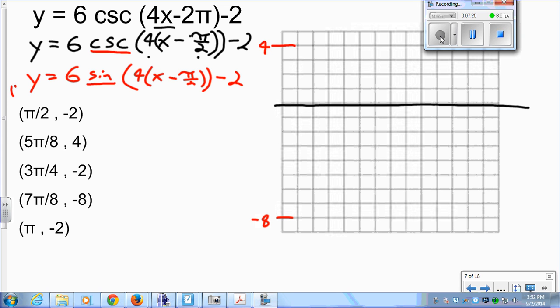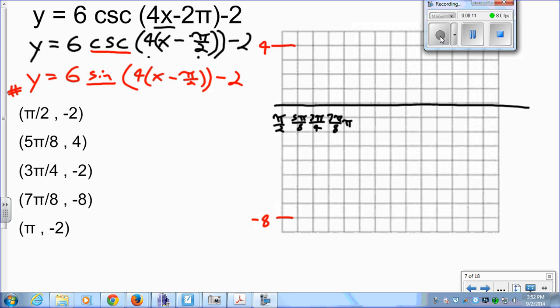Well, we did this. This was number 4 in our homework tonight, our problem set in class. So we got our 5 major points. So our 5 major points were pi over 2, 5 pi over 8, and then 3 pi over 4, just going up by 1/8 pi each time. 7 pi over 8, and then pi.